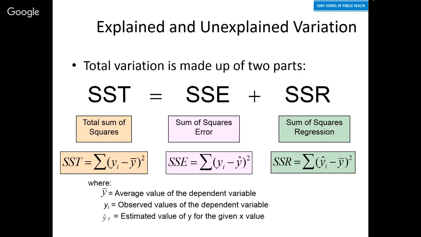Okay, my question was, do you remember which of these, SSE or SSR, is the explained component and which is the unexplained component of your variation in y?